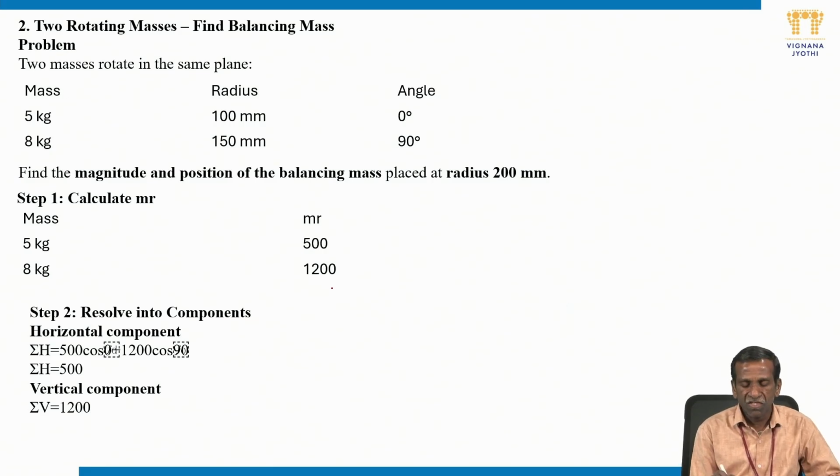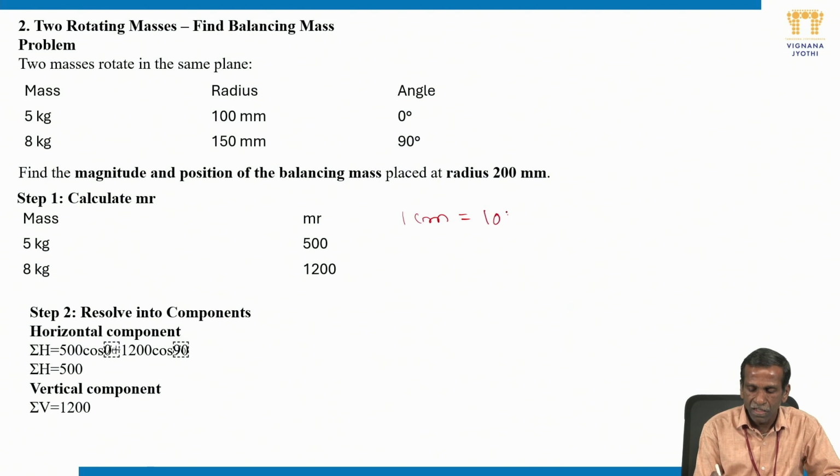The units are kg mm, so you need to take a convenient scale. Suppose 100 kg mm is 1 centimeter on my scale. Let us say 1 centimeter equals 100 kg mm. Then, because the first MR is 500 kg mm, you need to take a length of 5 centimeters.